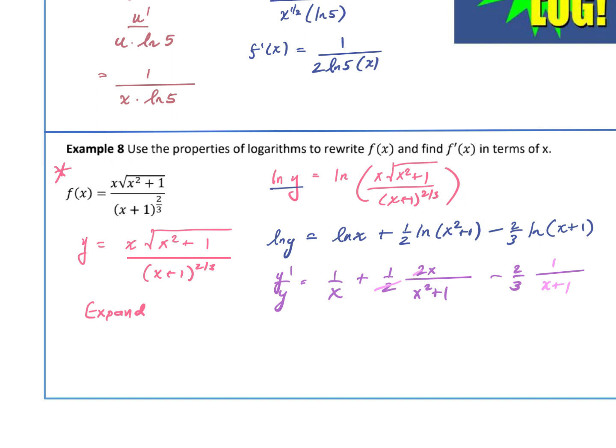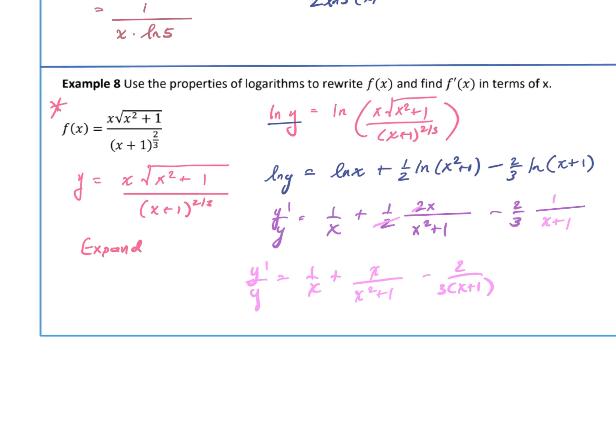This can cancel. So, all right, that's basically your answer. So we have y prime over y equals 1 over x plus x over x squared plus 1 minus 2 over 3 times x plus 1. Now, the only catch to this is you are solving for y prime. So if you look on this side of the equation, we have y prime over y. So I'm going to multiply up by y here.